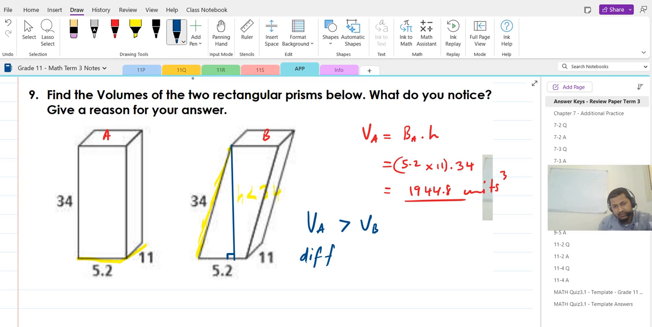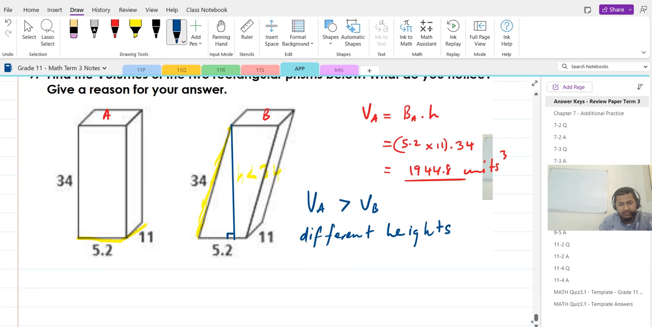Different heights, right? And does not have same volume. Volumes are not the same. So that's what your conclusion is from this diagram. It's impossible to calculate the volume of figure B. All we know is that volume of A is bigger than volume of B because the height is shorter in figure B. So different heights, so does not have same volume.